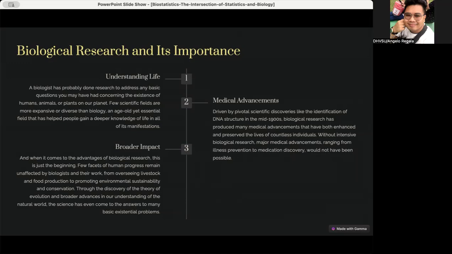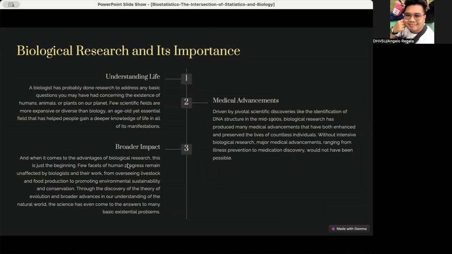So this is how or why understanding biostatistics is important. Because one, you would be able to understand and appreciate life. Two, you will be able to have not only medical advancement but life advancements. And three, it will have a broader impact. Okay, so that is why biostatistics or biological researches are important.